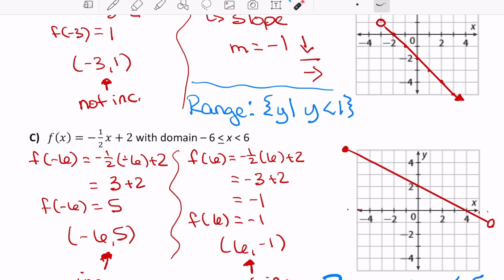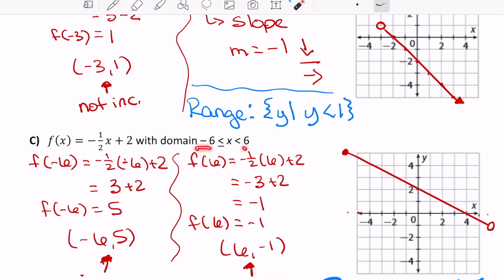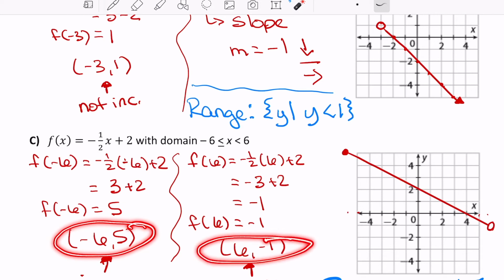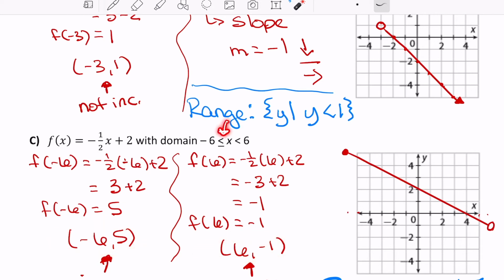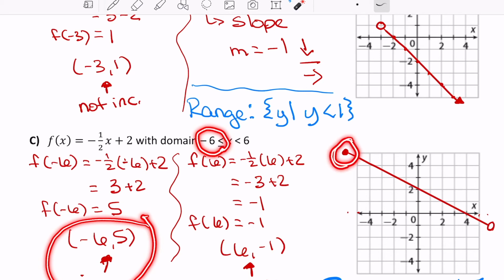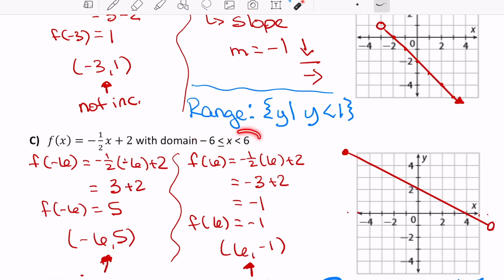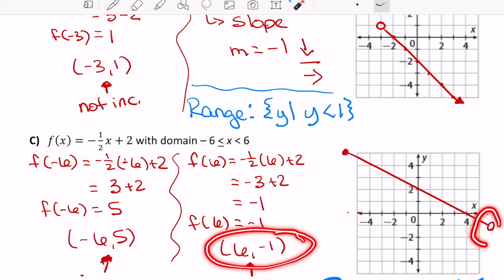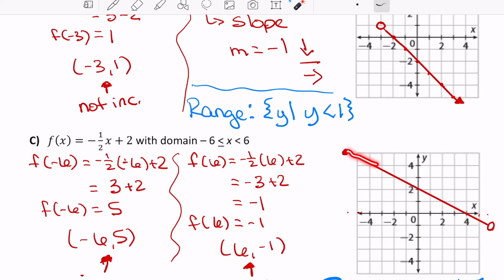For C, again, two endpoints. I took -6 and 6 and I substituted them into the function for x, simplified and found my two coordinate points, (-6, 5) and (6, -1). Now when graphing, look at your inequality symbols. You can see that -6 is going to be included. So (-6, 5) has a closed circle. For 6, its x is less than 6, it's not included. So (6, -1) has an open circle. But again, endpoints are easy. We just connect them and we have our function.